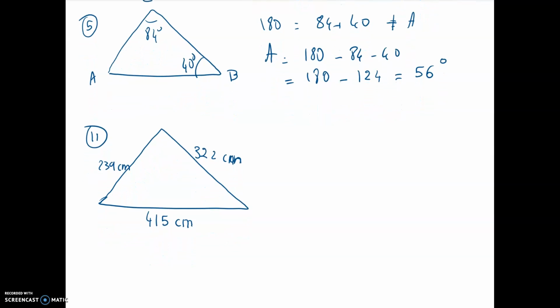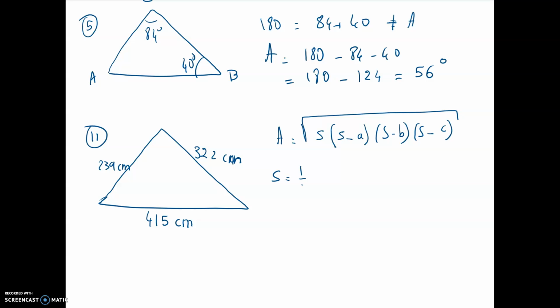Let's jump to problem number 11 now. On this problem number 11, we have a triangle, and we know how long each side is: 239 centimeters, 322 centimeters, and 415 centimeters. And the question is, find the area of the triangle. All right, so to find the area, what I need to know is the formula, which is the square root of S times S minus one side times S minus the other side times S minus the last side. So I need to find S, and S is equal to 1/2 of the perimeter, A plus B plus C. So in that case, S is going to be equal to 1/2 of 239 plus 322 plus 415.